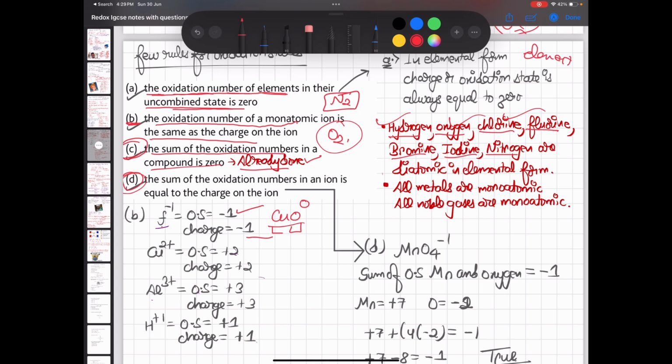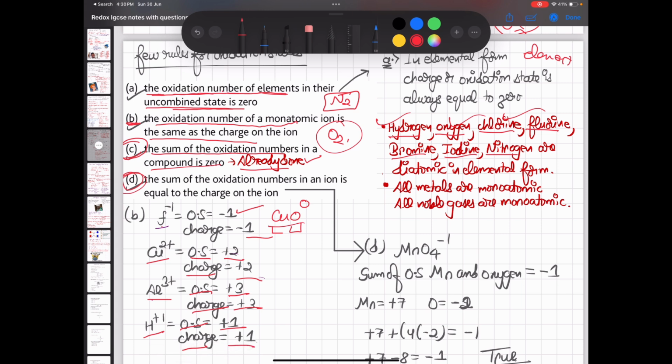I've written 4 examples here. You can see all of them. Cu2+ is there, oxidation state is +2. What is the charge? +2. Al3+ is there, oxidation state is +3. What is the charge? +3. H+ is there, oxidation state is +1, charge is +1. That's it.